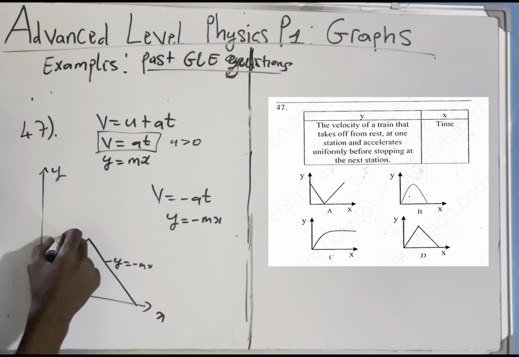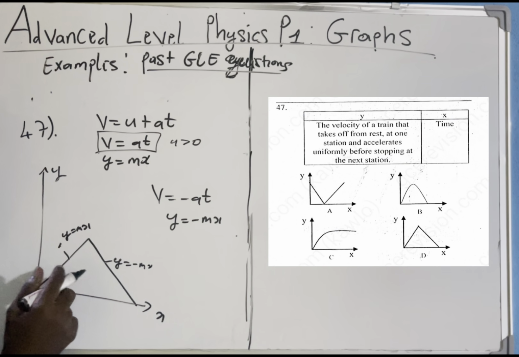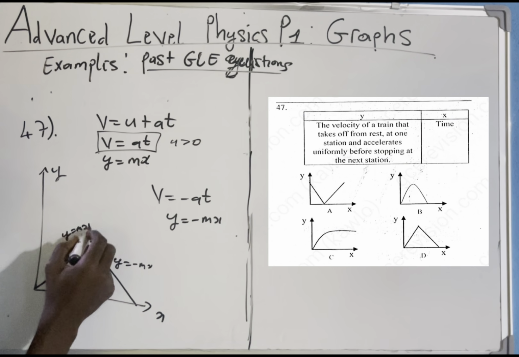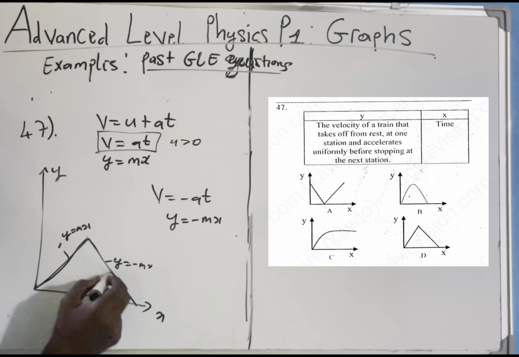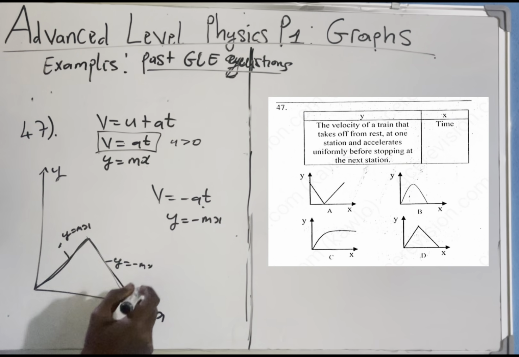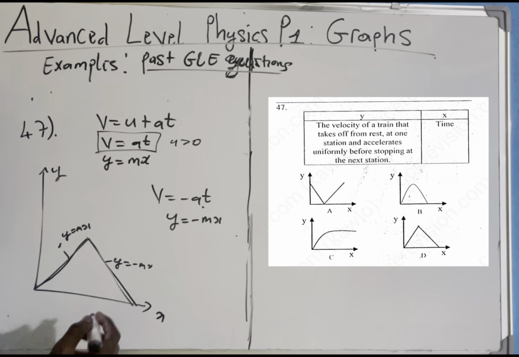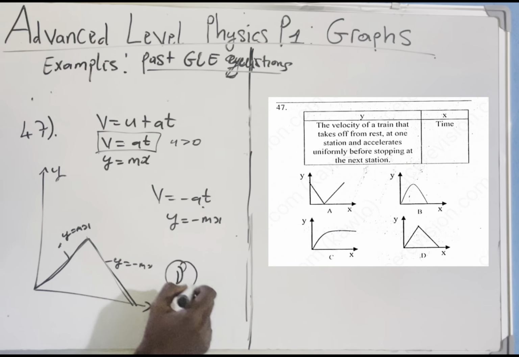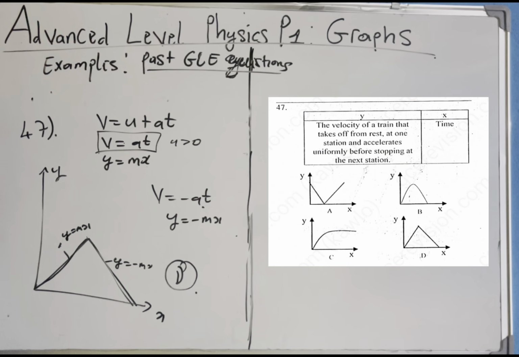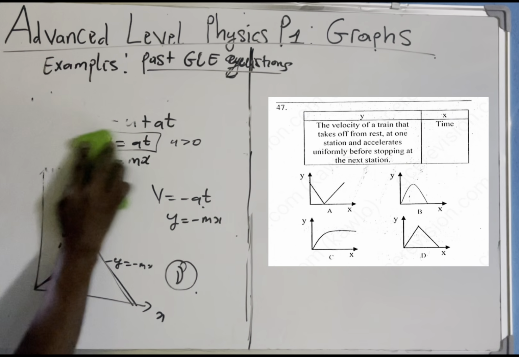This one is y equals negative mx. This one is y equals mx. Showing that what? Here it is accelerating, represented by this. Here it is decelerating, represented by this, making the best answer D. As simple as that. Now, without wasting time, let us move to the next.